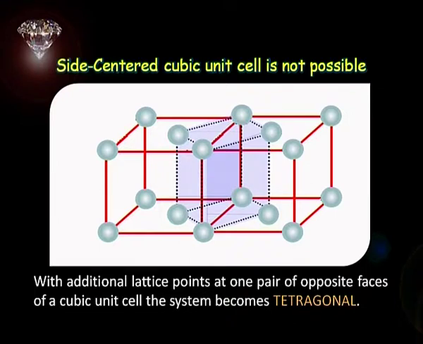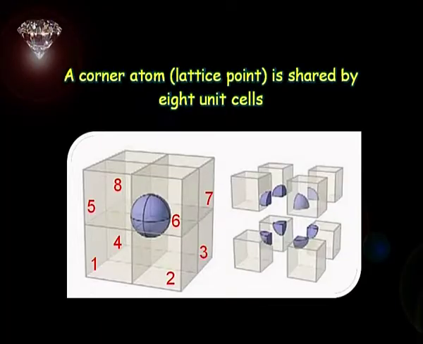Okay. So, there are only 3 possibilities. If we try to have a system of this kind, it will belong to the tetragonal class. Now, let us try to go a little deeper into our cubic unit cells, and if you look at the corner atom, this picture shows about 8 unit cells, shown there as 8 small cubicles.